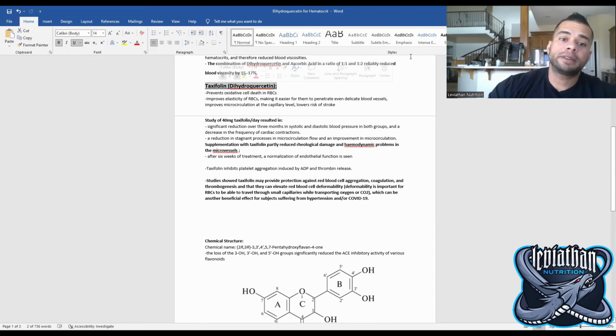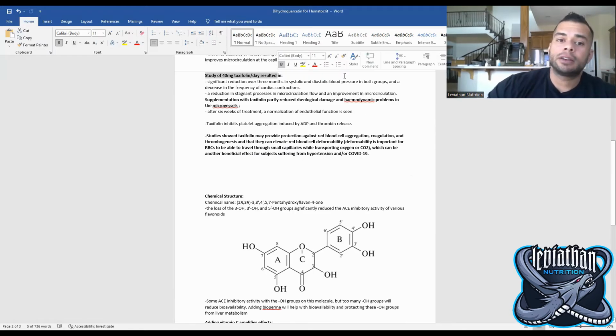All right, so getting more specific now towards taxifolin, or dihydroquercetin, and the benefits from this ingredient. It prevents oxidative cell death in red blood cells. It also improves the elasticity or the deformability of blood cells, making it easier for them to penetrate even delicate blood vessels, improving microcirculation at the capillary level. And of course, all this can lower the risk of stroke and heart complications.